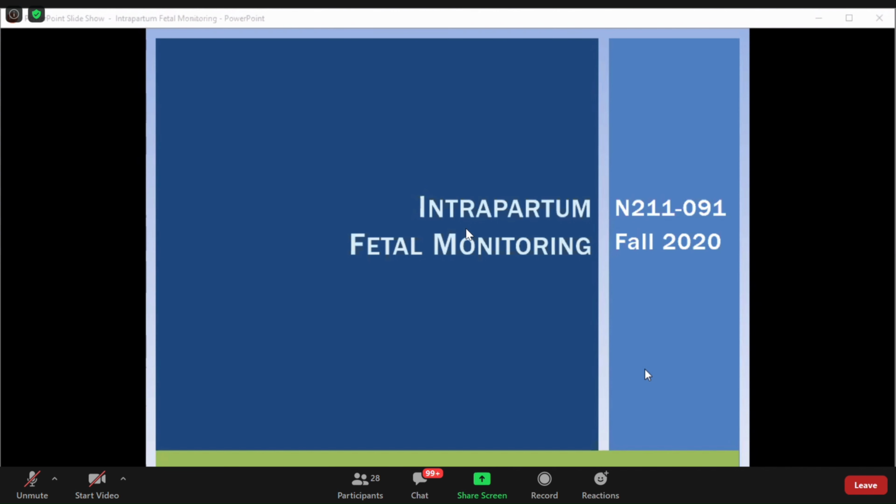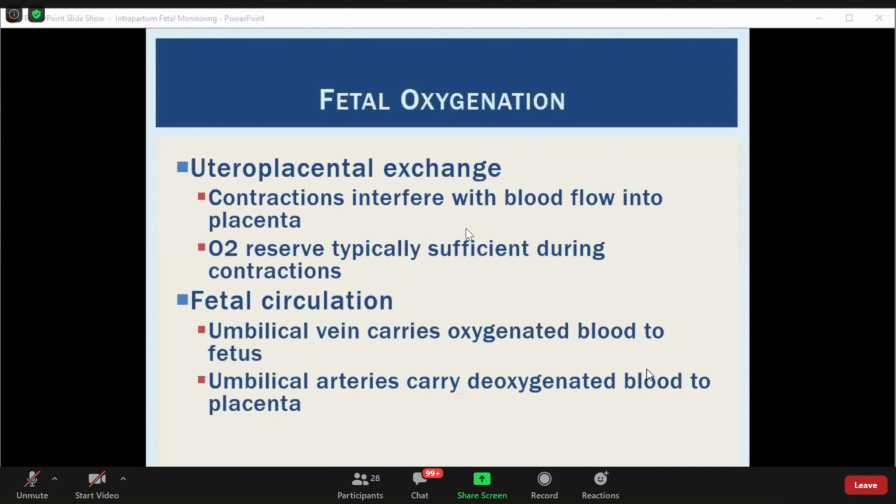Okay, intrapartum fetal monitoring. A couple of reminders about fetal oxygenation. As I mentioned, contractions interfere with blood flow into the placenta. We've already talked about fetal compensatory mechanisms, the oxygen reserves for the 1 or 2 minutes during contractions. I've already talked about that.